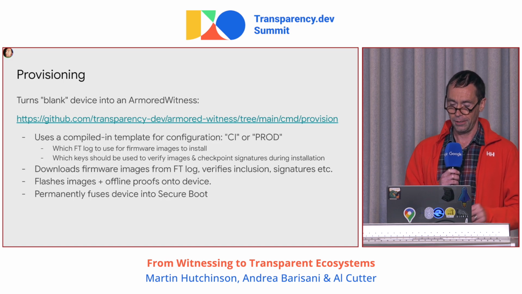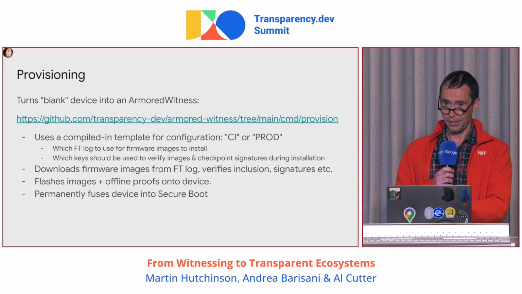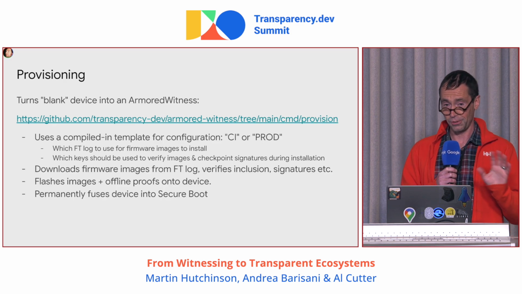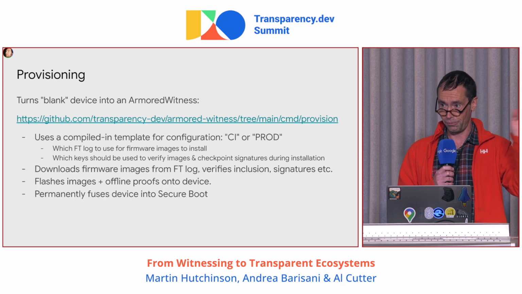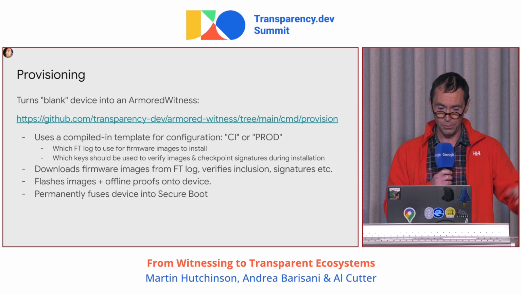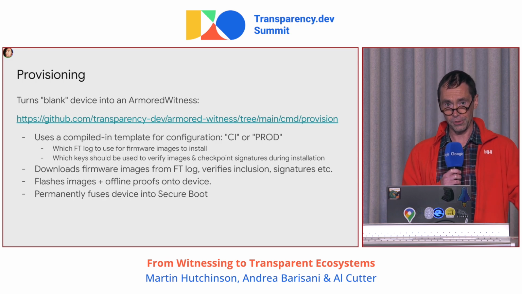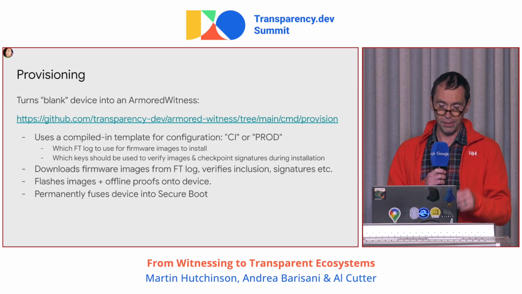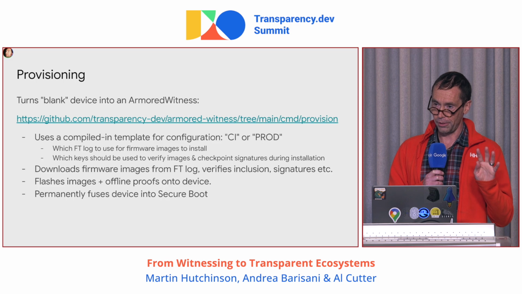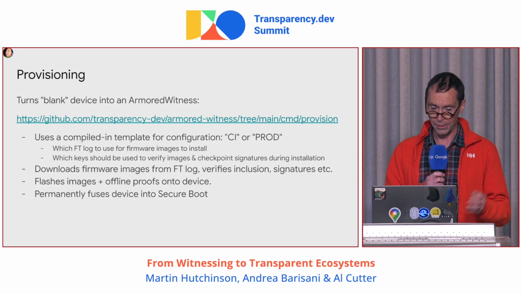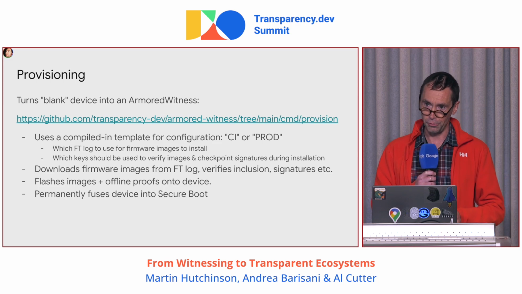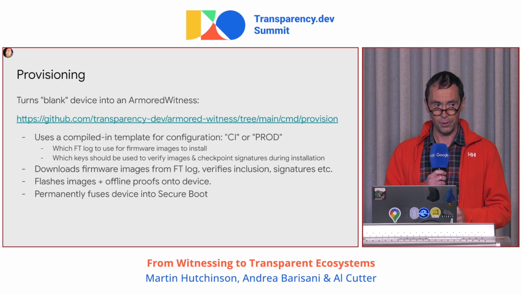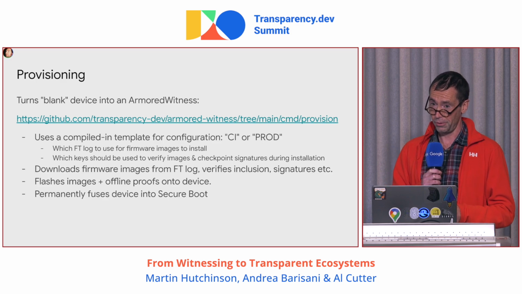You basically plug in one of these devices, and then you tell it whether you want it to create a CI device or a production device, and that's just going to make it know which firmware transparency logs to go to, which keys to use. Then it's going to scrabble through that firmware transparency log and find the latest version of all the 4 different types of firmware that we have for the device, download them, do inclusion proof checking, signature verification, all of that good stuff. And then it's going to put the device into recovery mode.